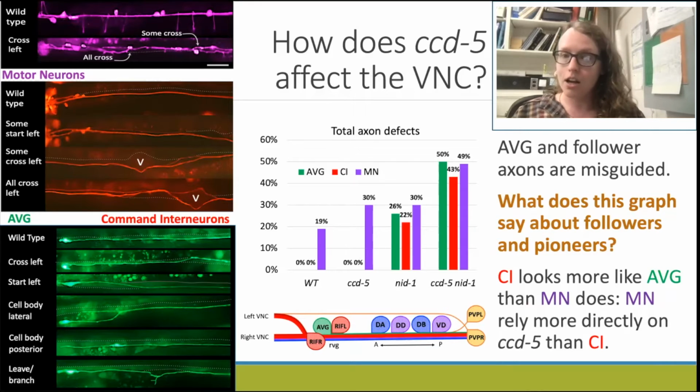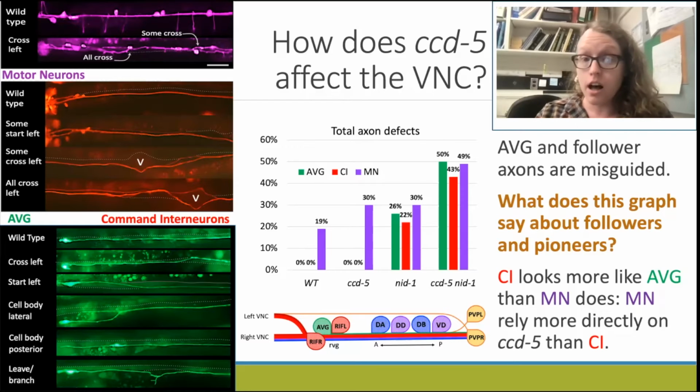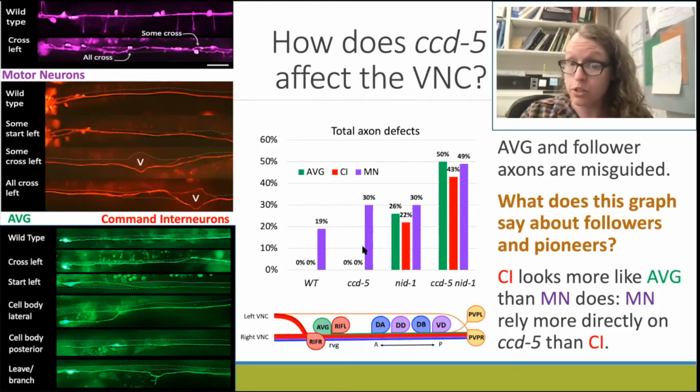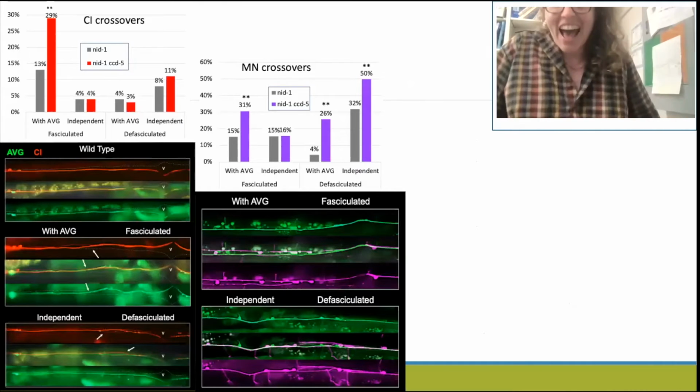My next gut question here is, are command interneurons responding to CCD5 at all, or are they just following AVG? What is the relationship here? Are motor neurons following AVG at all, or is this just an additive effect where 30% are messed up in nitogen 1 null, 30% are messed up in CCD5 null? Together, they have almost twice as much, right? Maybe there's no following going on at all. So to test that, nah.